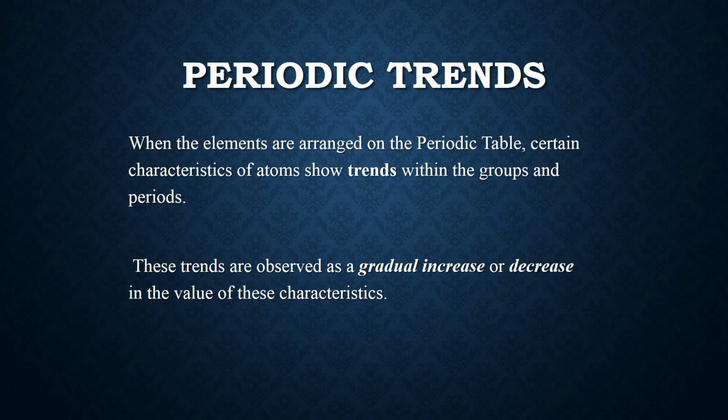That's a trend. We normally call it a gradual increase or decrease. It doesn't suddenly jump up, and it's not always perfect. Some years people suddenly go back to the old style jeans. It's not a perfect example, but in general the trend is towards something, whether it's increasing or decreasing. Those are periodic trends.